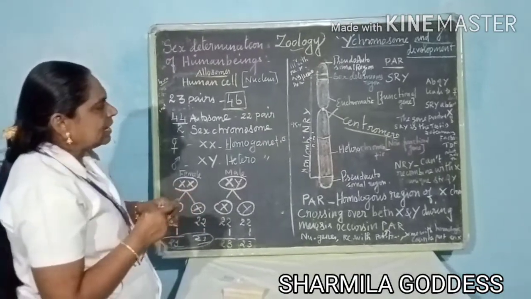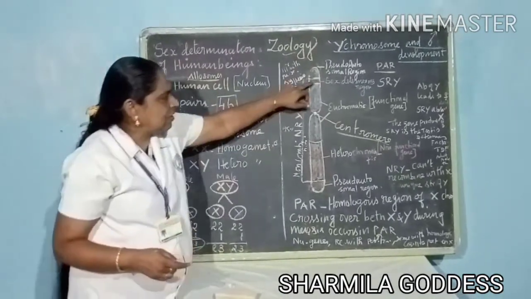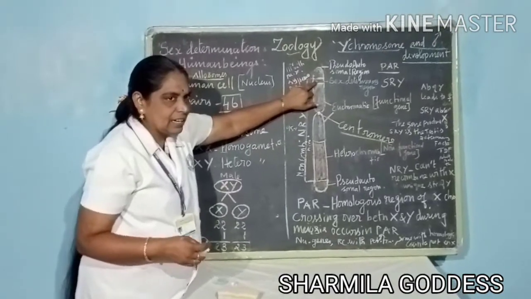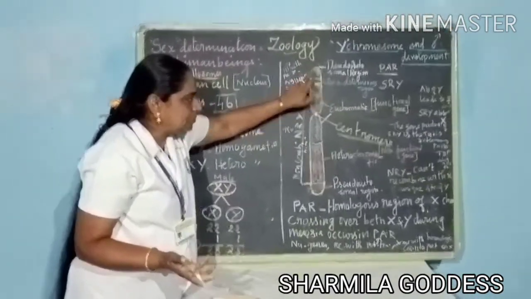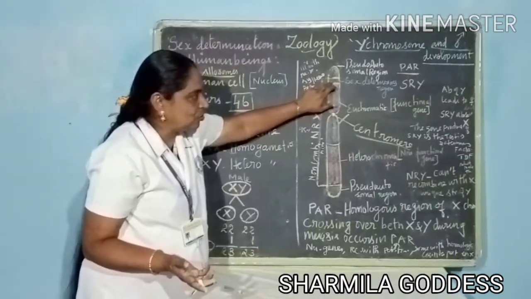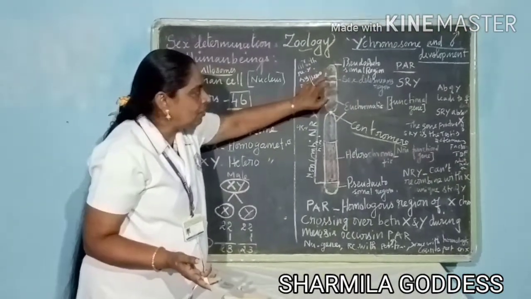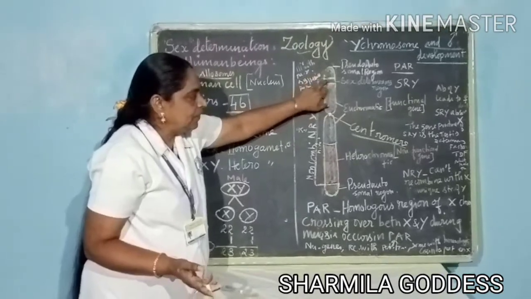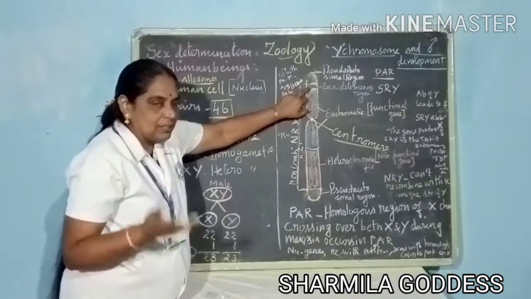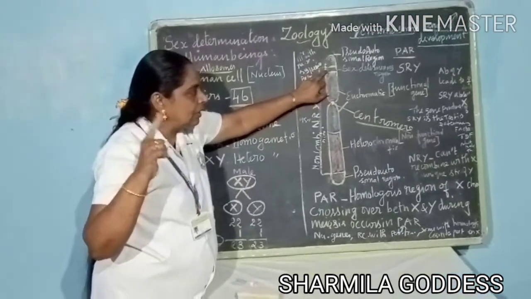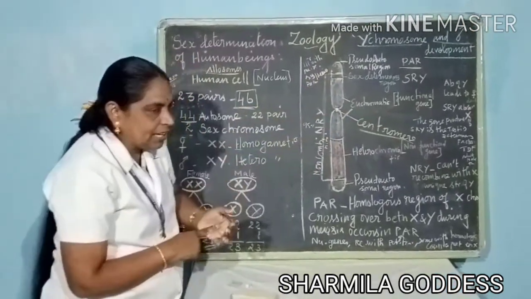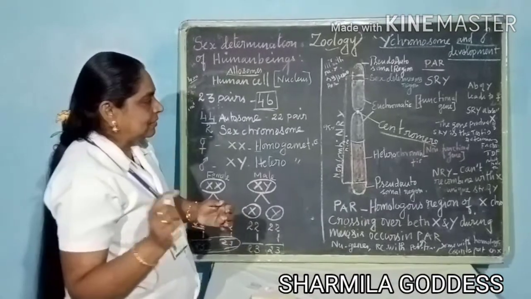But SRY is absent in X. Why? Only the SRY is present in the Y chromosome. It is a specialized region of the Y chromosome. If the SRY is absent, that is the X chromosome. So this is also one of the important points. SRY is absent in the X chromosome.